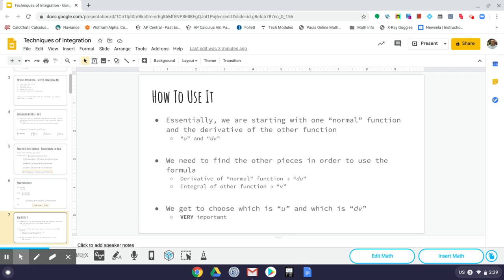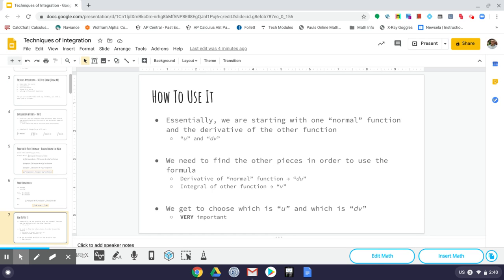So what am I going to do? If I have u, du is just the derivative of that normal function, whatever base function I'm starting with, and then v is the integral of the other function. So once I have my two functions in front of me, it's the integral of this product of two different functions. As a setup piece, I'm going to take the derivative of one of those functions and the integral of the other. This is where choosing which one is u and which one is dv becomes very important, because there are some functions that are much easier to differentiate than others. There are some functions that are much easier to integrate than others. And in fact, there are some functions that we don't even know how to integrate yet.